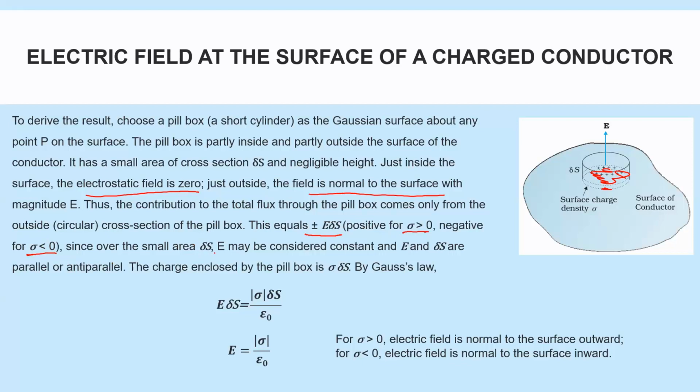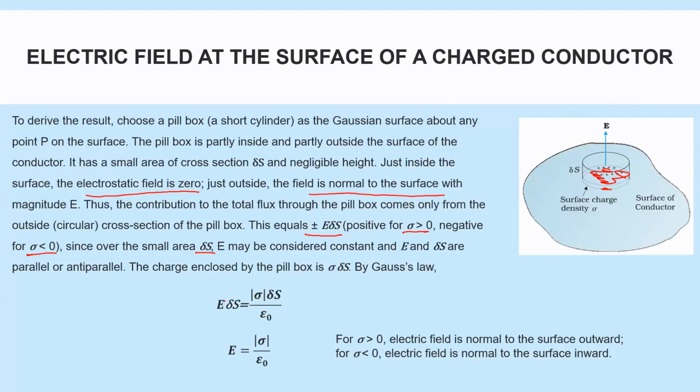We are considering it for a small area del S. When we are considering it over a small area del S, the electric field can be considered constant, and E and del S can be parallel or anti-parallel with respect to the direction of the electric field. So to just get the magnitude of the electric field on the surface of the charged conductor, we are going to take the mod of the surface charge density sigma.